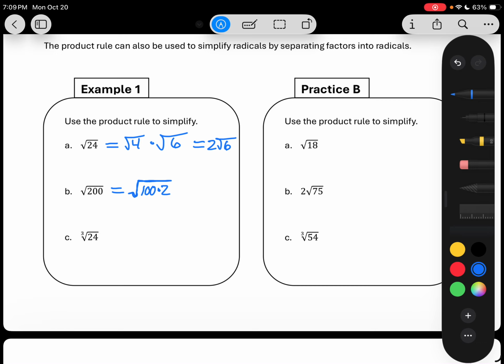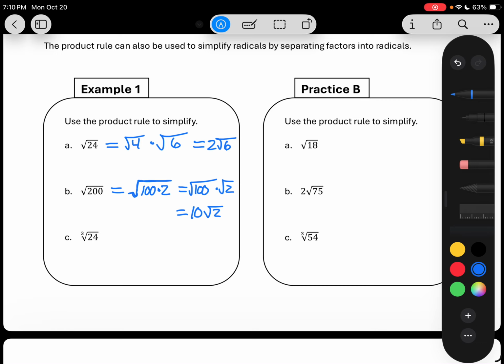The reason we want to do that is because 100 is a perfect square. So the square root of 100 times the square root of 2, if you split it up, the square root of 100 is 10, and then the square root of 2 just stays as the square root of 2 because it is not a perfect square. So if you notice, we're trying to find factors of the number inside that are perfect squares, and then when you find that, it can simplify.